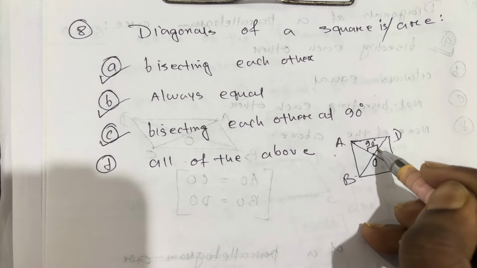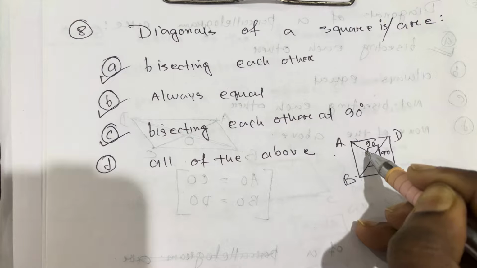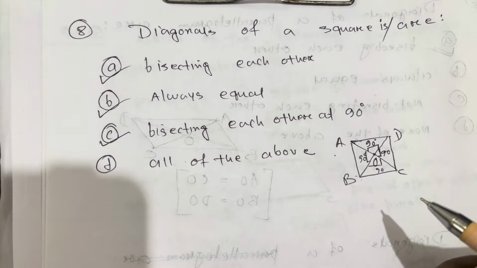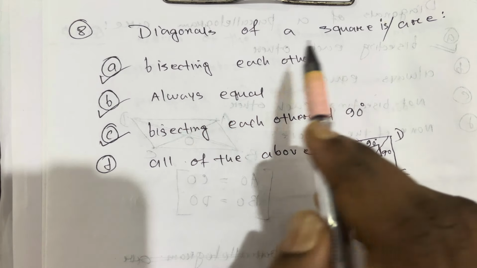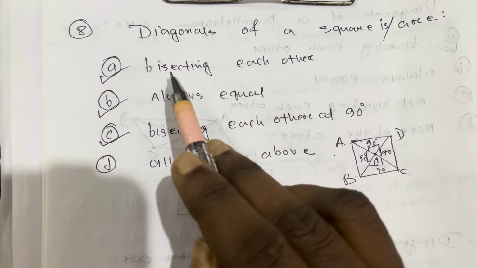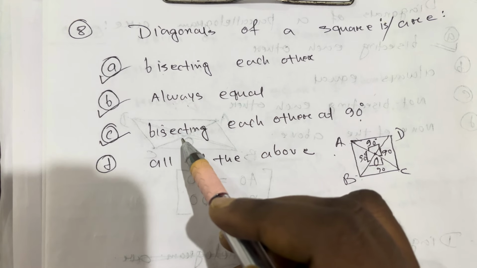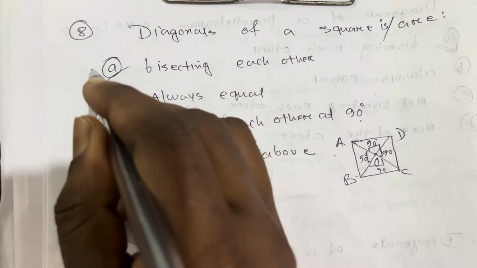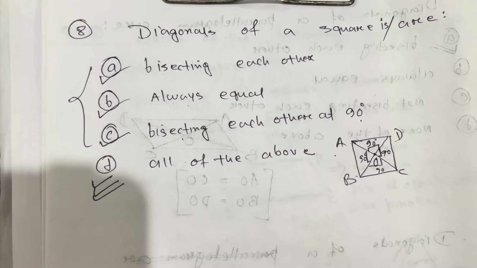So this is 90 degrees, this is also 90 degrees, and this is also 90 degrees, and this is also 90 degrees. So they form 90 degree angles at the intersecting point. Always remember, the diagonals of a square are equal and bisect each other at 90 degrees. So options A, B, C, all three options are correct, so option D is the answer. These are the properties of a square.